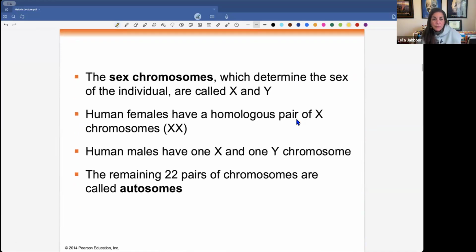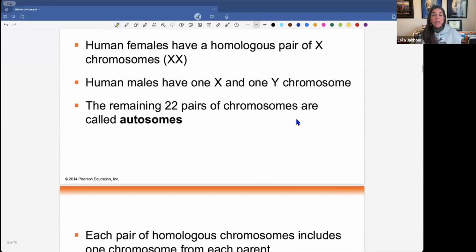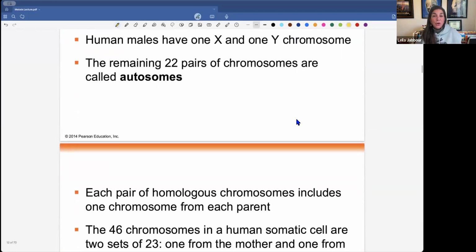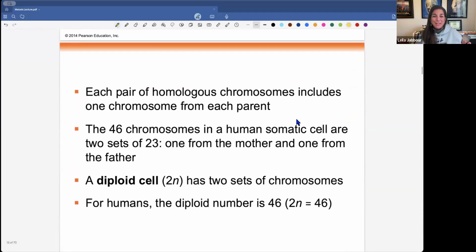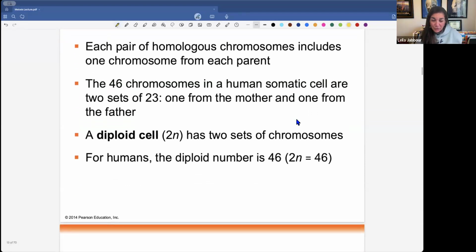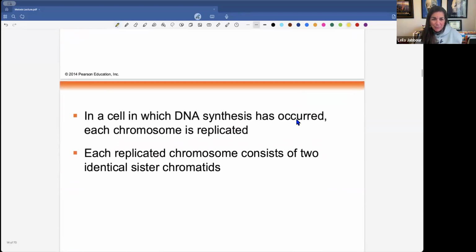The sex chromosomes determine the sex of the individual, called X and Y. Human females have a homologous pair of X, human males have X and Y. The remaining 22 pairs are called autosomes. We already talked about all of that. Each pair of homologous chromosomes includes 1 chromosome from each parent. I already talked about that. Okay.